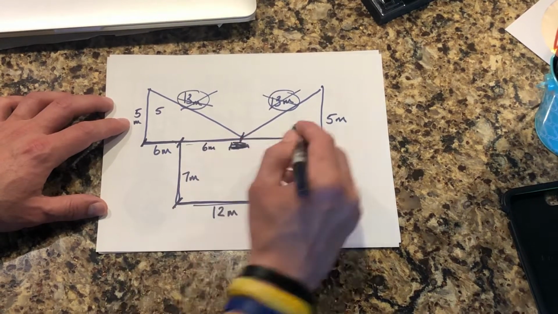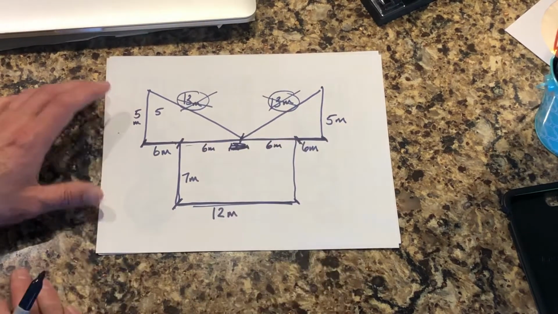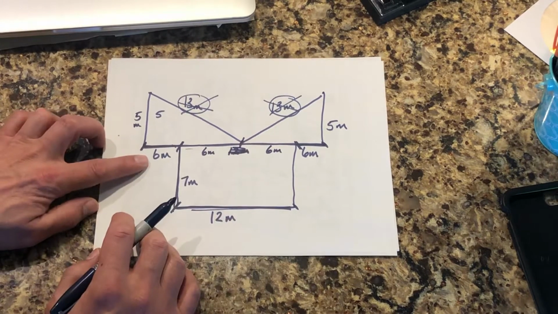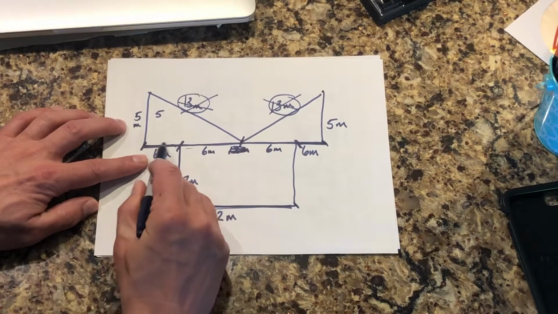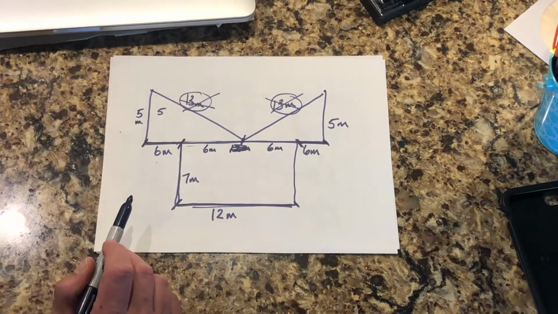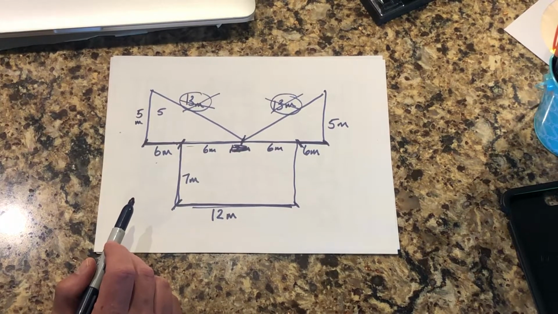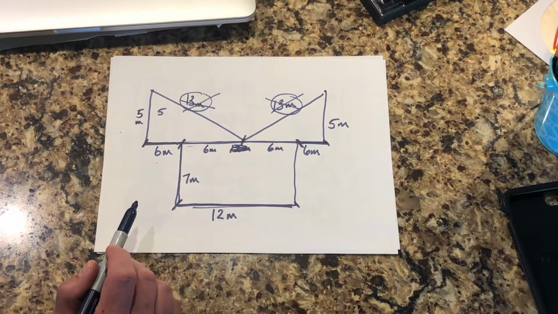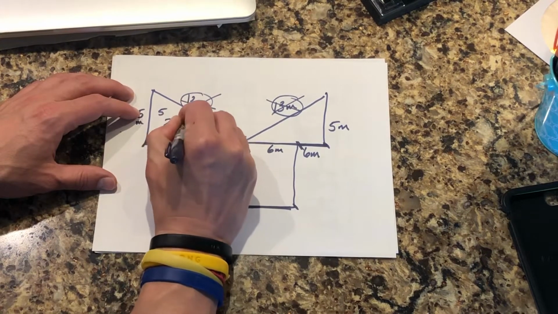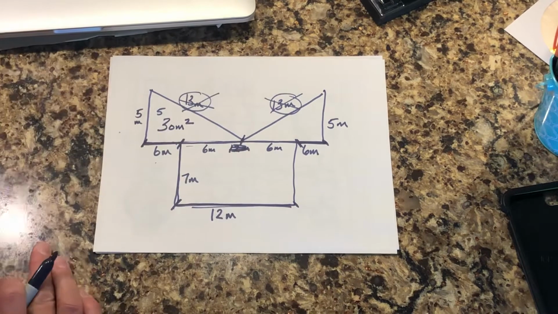So I'm going to get rid of this because it still equals the same thing. So what I have from here to here, the base of this triangle, is 12 meters. 6 plus 6 from here to here is 12. So if I take 12 times 5, which is base times height, I get the answer of 60. And when I have to do the area of a triangle, I have to divide it by 2. So 60 divided by 2 is 30. So I know the area of this triangle is 30 meters squared.